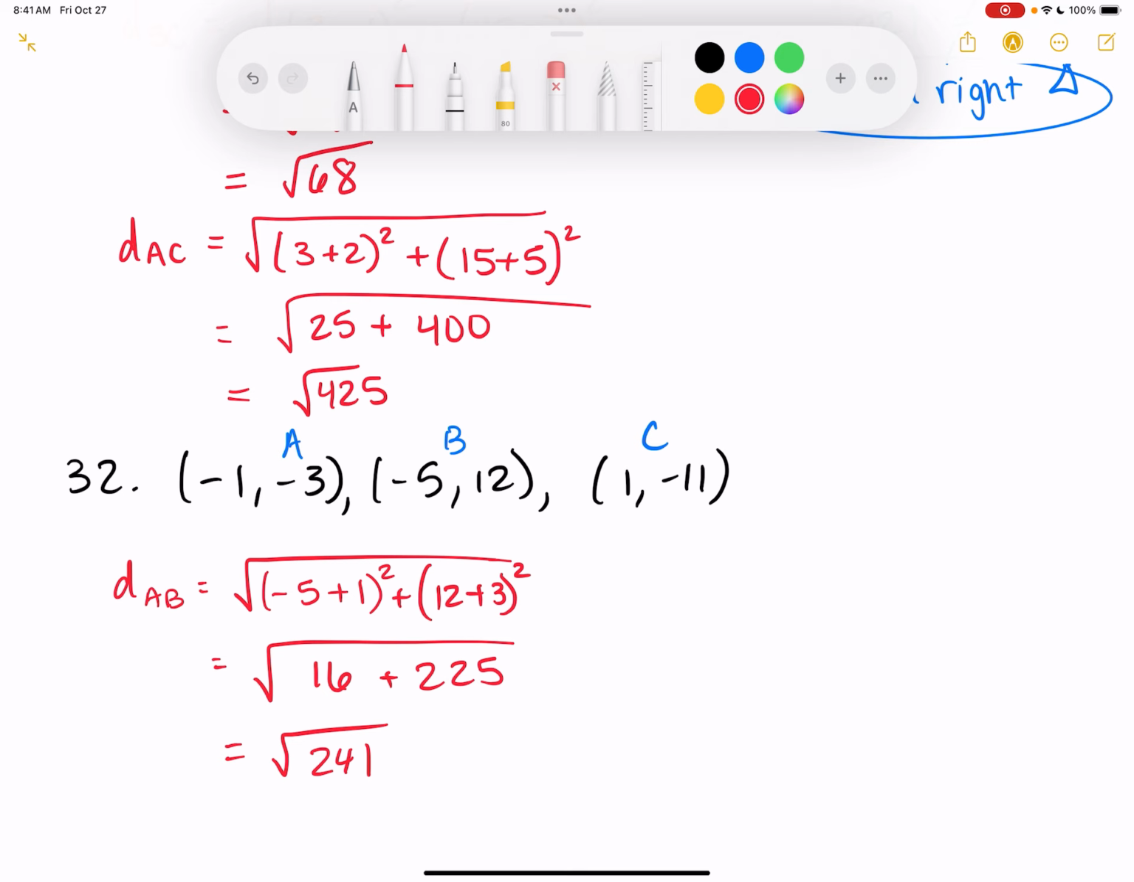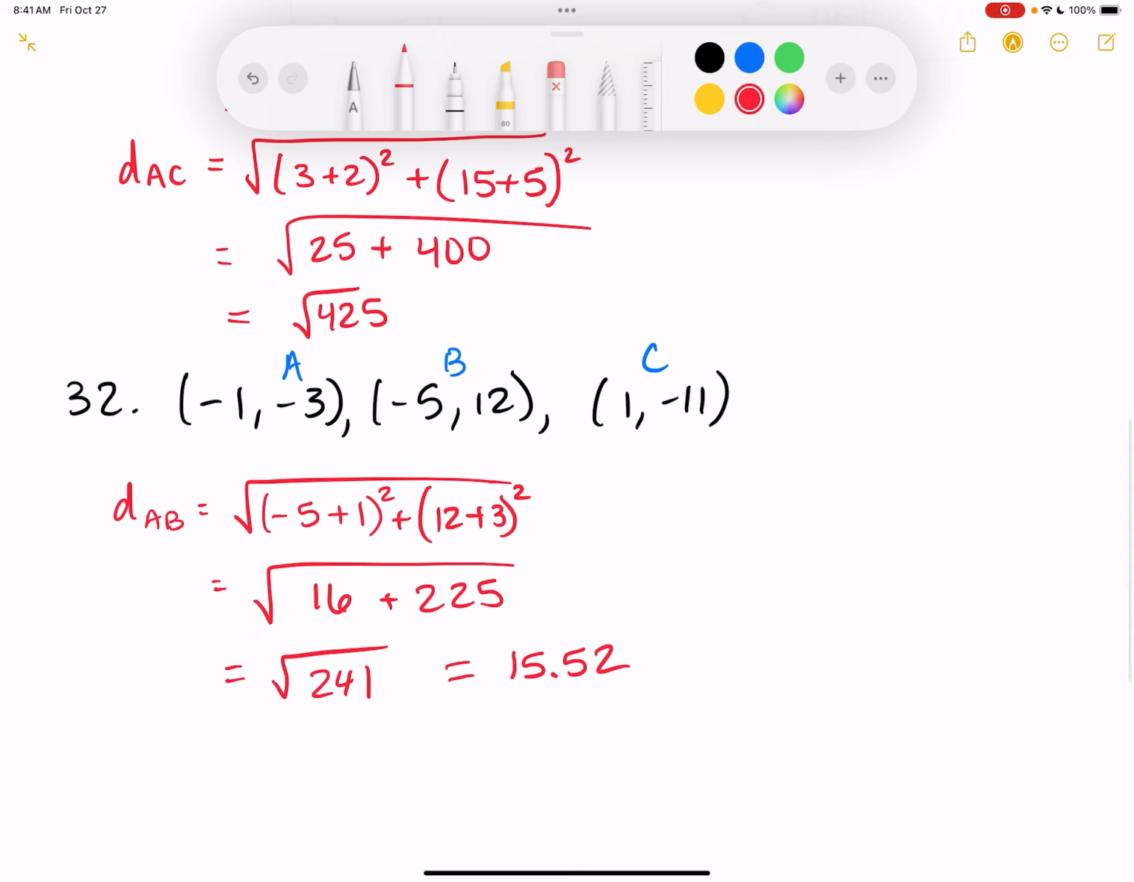Tori, can you find out what that decimal is out to like 2 decimal places? So with these ones, you will actually need to figure out the decimal number so that eventually we'll be able to add them together. 15.52. Okay. So we'll hold that number for later.